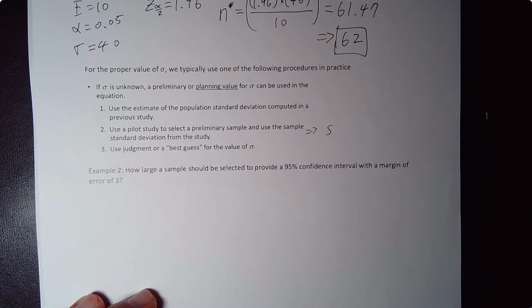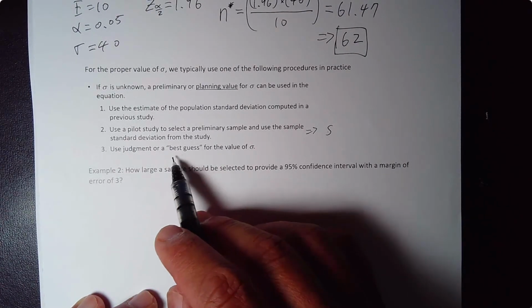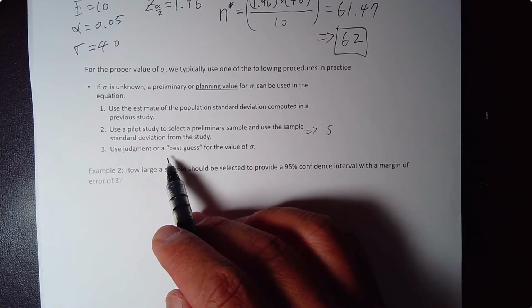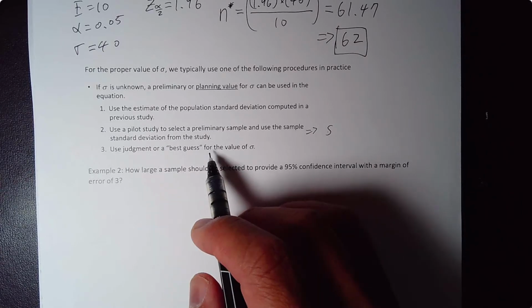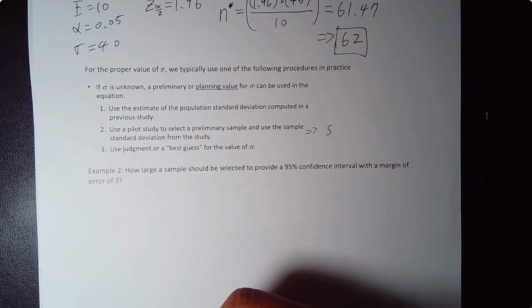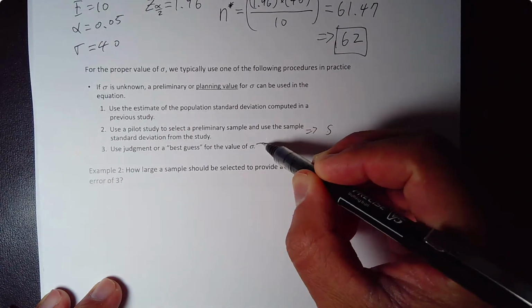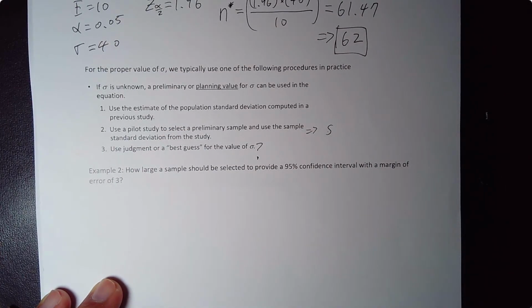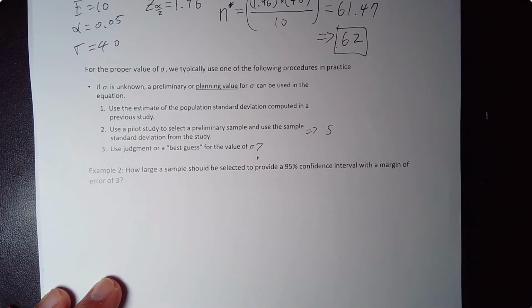Number three, I like this one in the book. Just use best guess. Just use judgment. Guess a value for sigma. I don't know how legit this really is. This is kind of questionable, but it is in your book, so I figure I'll just mention it here. There is another technique I found in a different textbook that's quite nice.